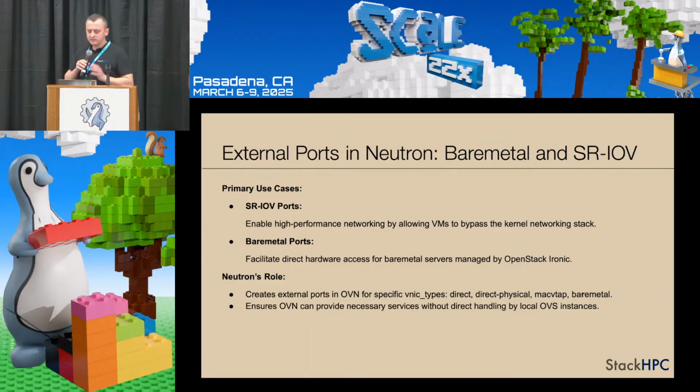I would like to mention as well that SR-IOV, like I mentioned before, enables high performance by bypassing the kernel network stack, and our bare metal ports are managed by Ironic. And an important bit is that Neutron external ports are a special type. So to be able to utilize that, you need to specify the VNIC type within the Neutron configuration.